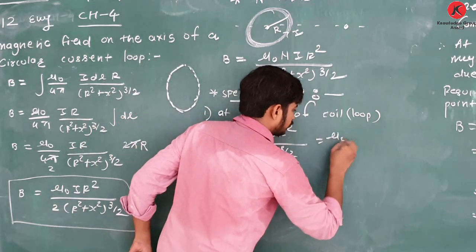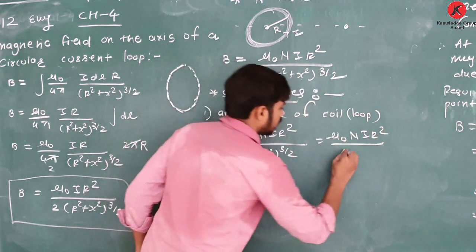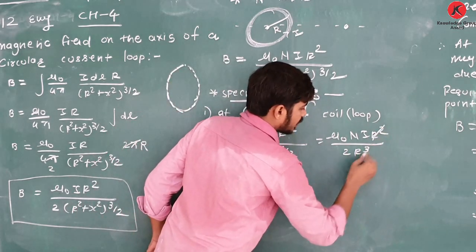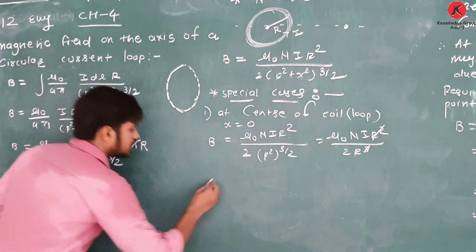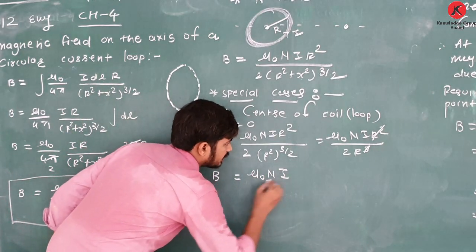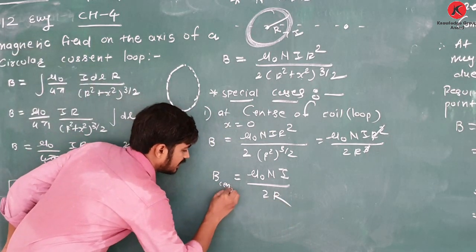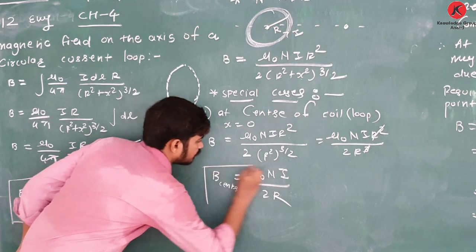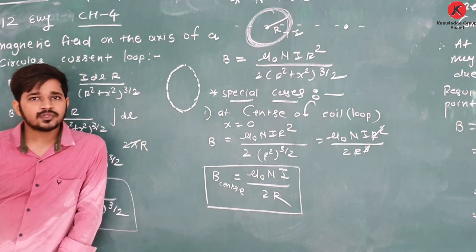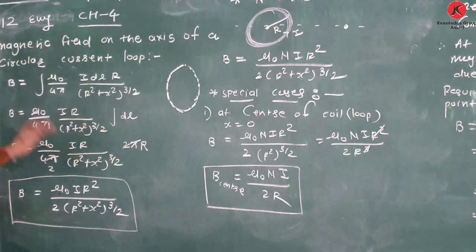So it is μ0 n I r² upon 2r³. So what is your answer? B is equal to μ0 n I upon 2r. So this is the equation of the magnetic field at the center. Clear about this? This is how to find the magnetic field at the center.